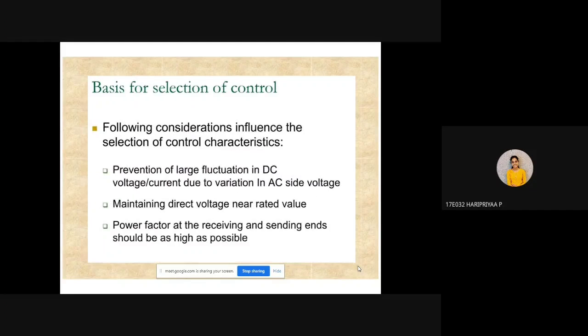Then, we'll see about the basis for selection of control. The selection of control characteristics are prevention of large fluctuation in the DC voltage or current due to the variation in the AC side voltage. Power factor at the receiving and the sending end should be as high as possible. And the direct voltages should be maintained near the rated value.